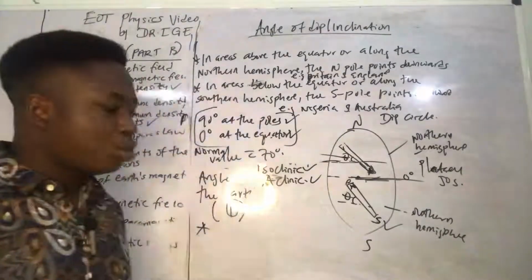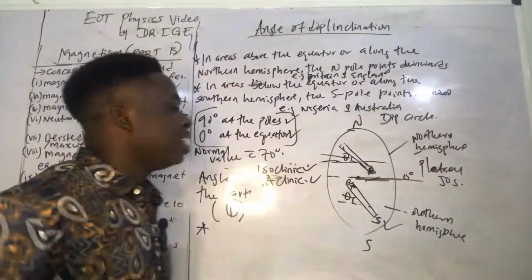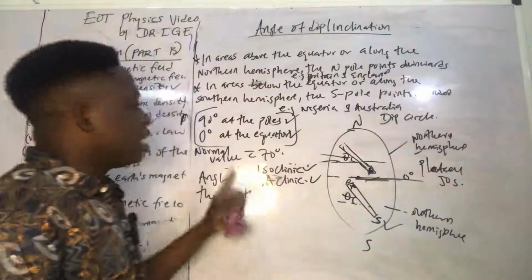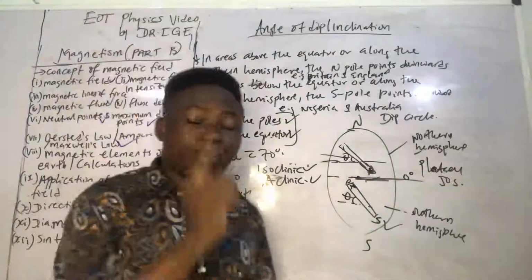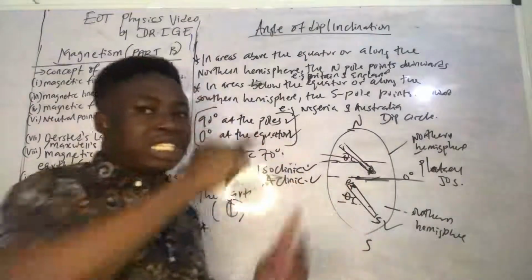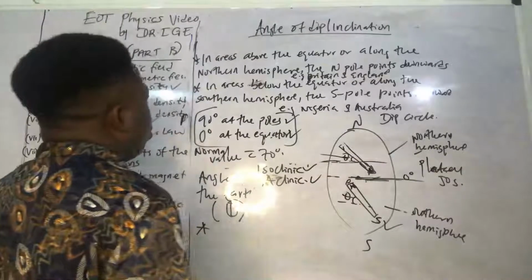If they ask you which of the following magnetic elements is used to differentiate between a magnetic material and a non-magnetic material, what's the answer? Angle of dip. Why? A non-magnetic material will just rest horizontally in the north-south direction, while a magnetic material will be found to tip at a particular angle. Okay, so that's it about angle of inclination or angle of dip.